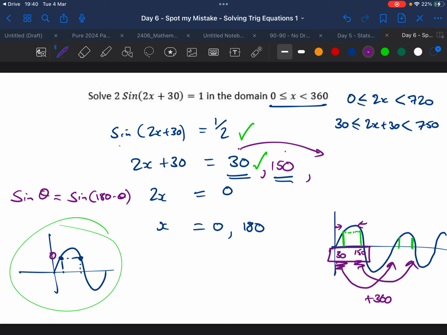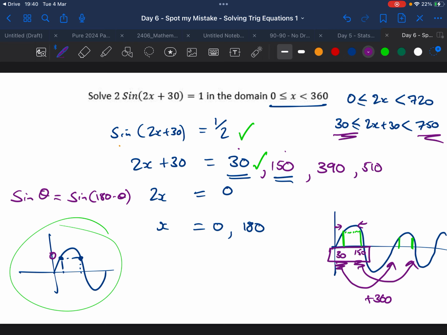If we add 360 on for the next one, we will get, well, 390. And then we'll have to add on here. And we can just keep doing this until we feel quite happy that we have everything 30 and more and less than 750. Okay, so what am I going to do for the next one? I'm going to do 150, what was it, plus 360, and I get 510.